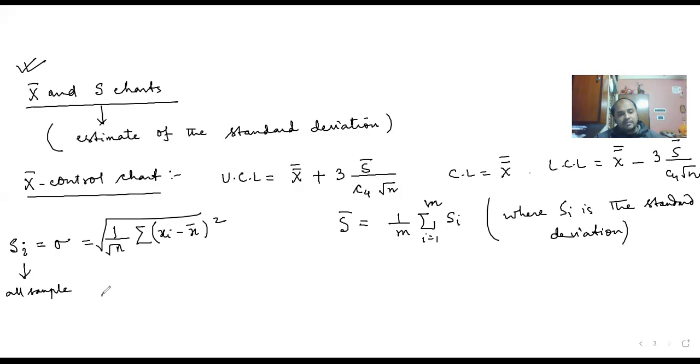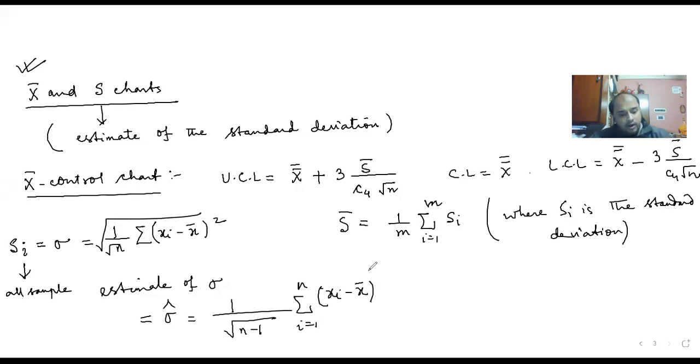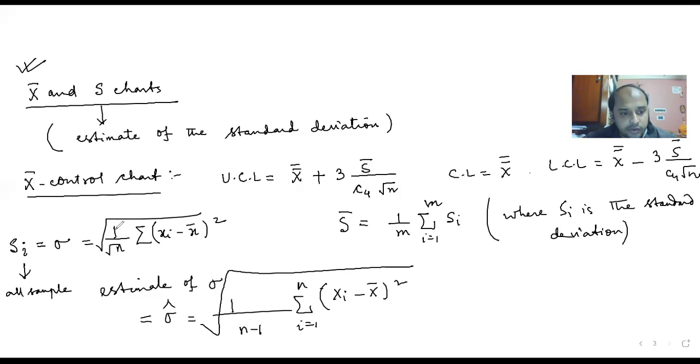If you are going to estimate this sigma, the estimate of sigma denoted by sigma cap, we divide by n minus 1, and we consider the summation 1 to n of x i minus x bar whole square. The root over will not be here, sorry, it is here. That is your root. Here also this root will not be there.